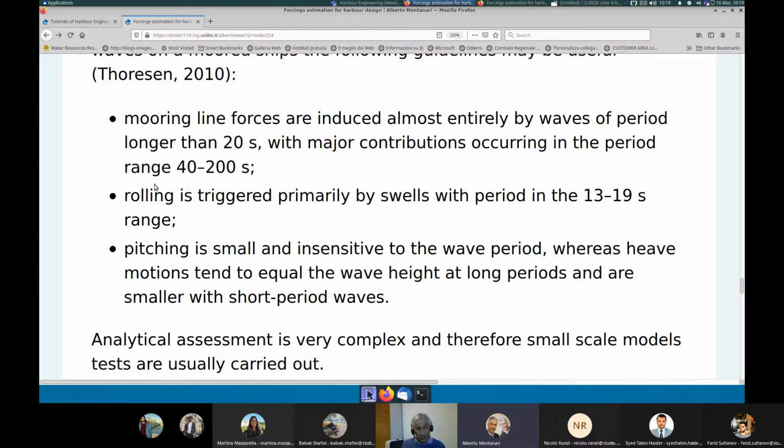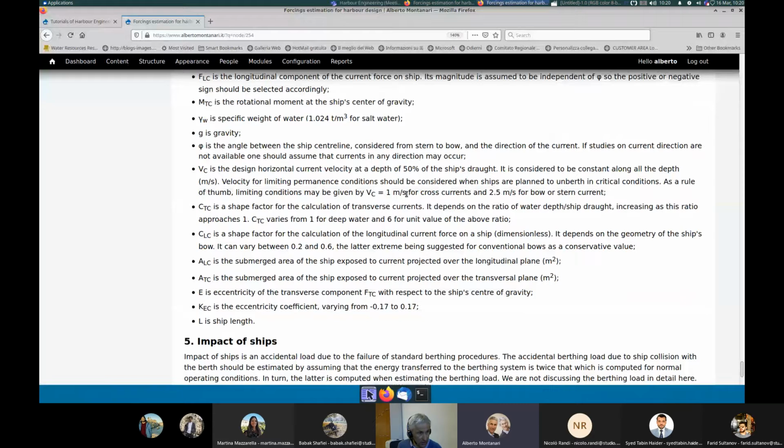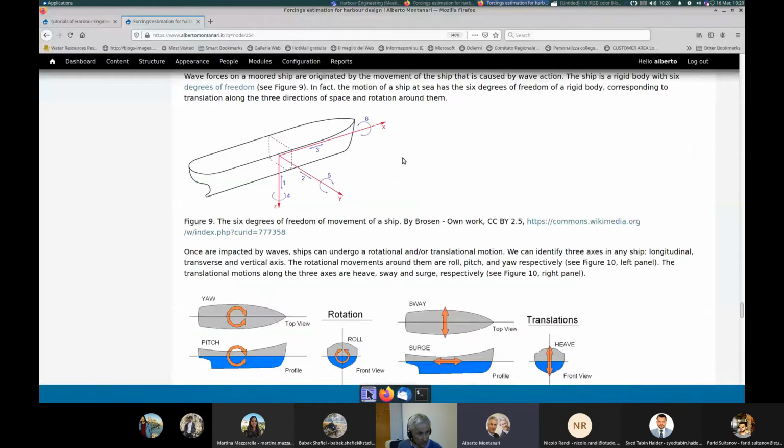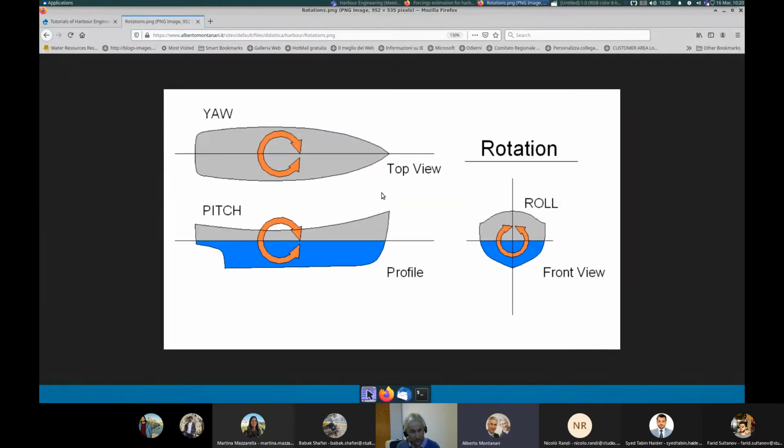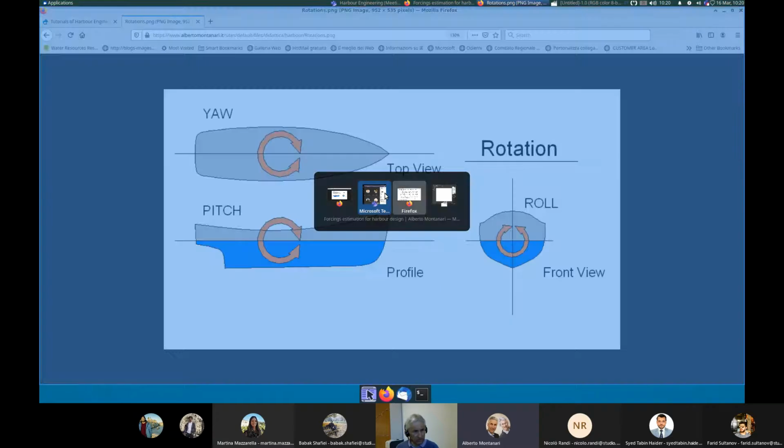Now, rolling is triggered primarily by swells with period in the range 13 to 19 seconds. Remember what is rolling. Let me change the page. I have another page opened, and let me open the image. Rolling, okay? So rolling is rotation around the longitudinal axis. It's generated by waves in the period 13 to 19 seconds. Okay, let's go back to the previous page.